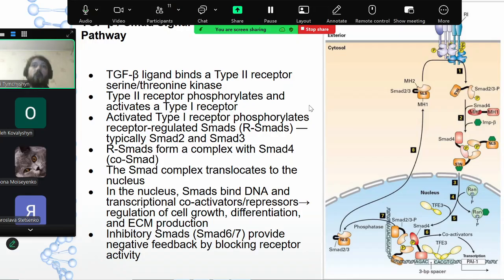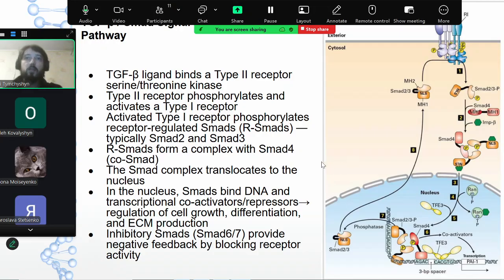So ligand binds to the type 2 receptor, a threonine kinase receptor, which phosphorylates and activates the type 1 receptor. The type 1 receptor phosphorylates SMADs. So everyone phosphorylates everyone, you might guess that. So all the pathways, they look this way. A phosphorylates B, B phosphorylates C, and so on, so on, so on. So they are phosphorylating each other and everyone is doing something.